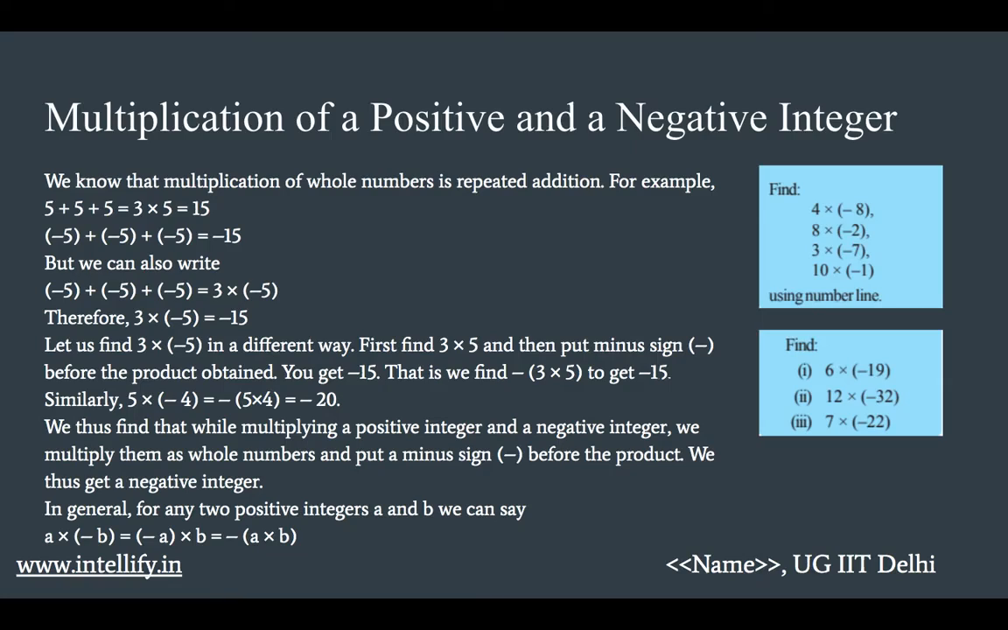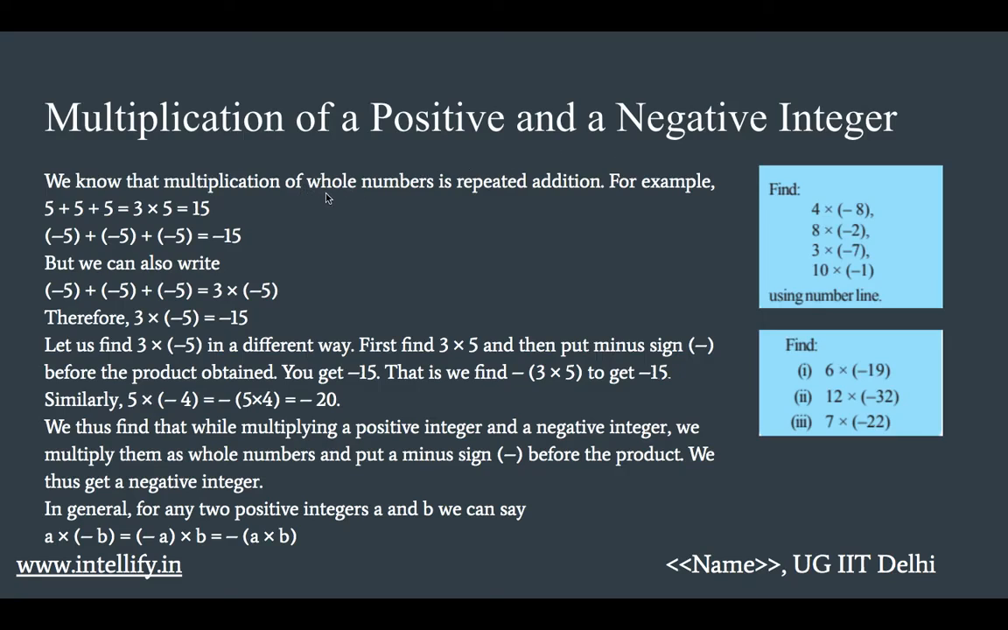Are you familiar with positive and negative integers? Positive integers are the numbers that are on the right side of the origin, and negative integers are those which are on the negative side, the left side of the origin.